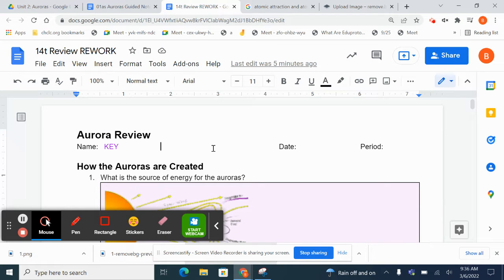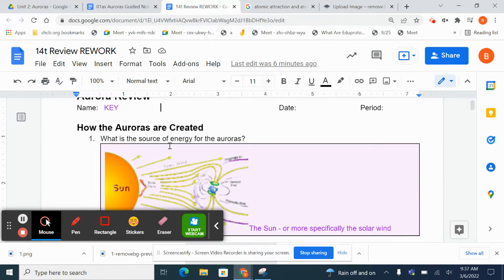Right, so today we are going to look over the review for the Auroras unit. And I'm going to go through all of the questions and all of the answers with a little bit more of an explanation to help you guys out in case you get stuck on your review today. So the first section we're going to look at is how are the Auroras created?